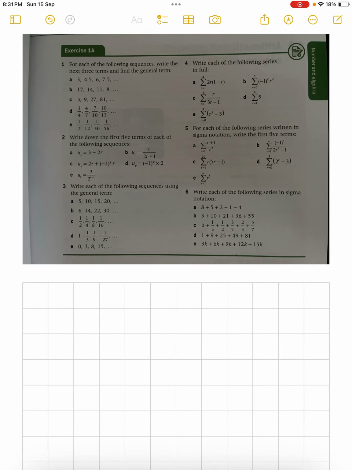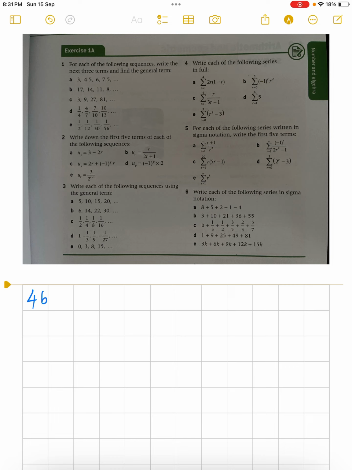On this question, I'm going to be focused on question 4b. 4b says to write each of the following series in full, and we've got a sigma notation, which means the sum of a sequence. We're starting our sequence using 0 as the first value for r, and then 5 as the final value for r, and the general term is -1 to the power of r, and then r squared.